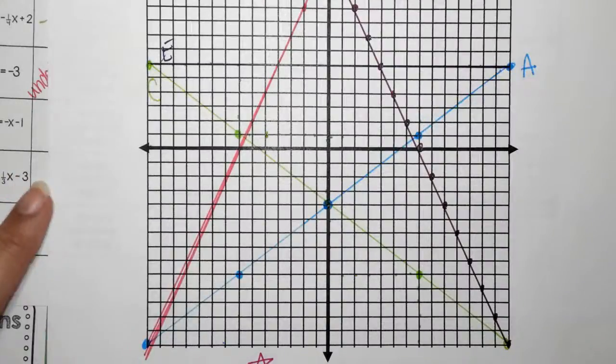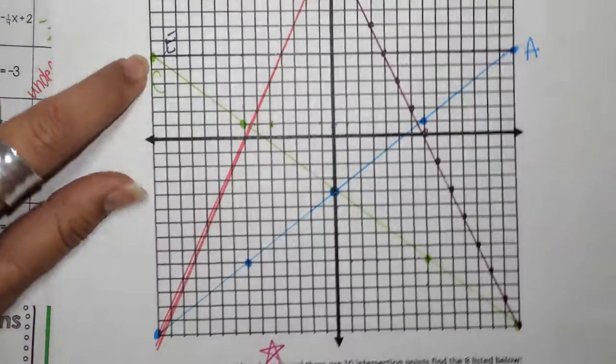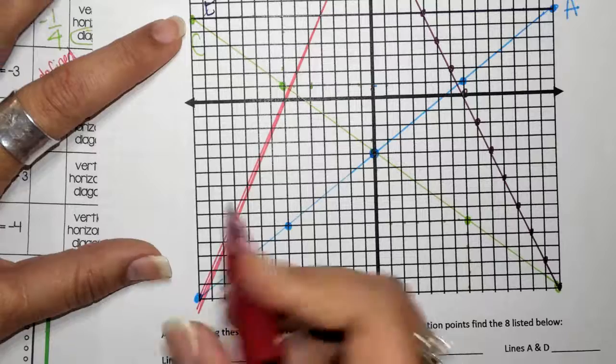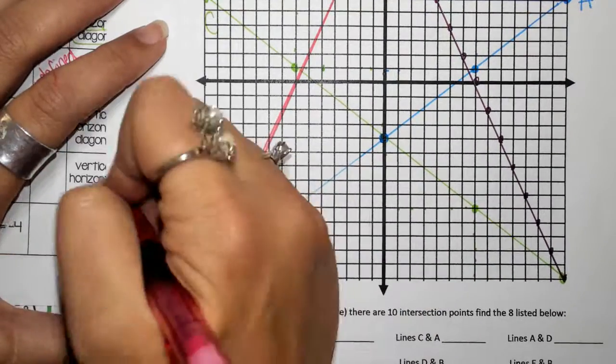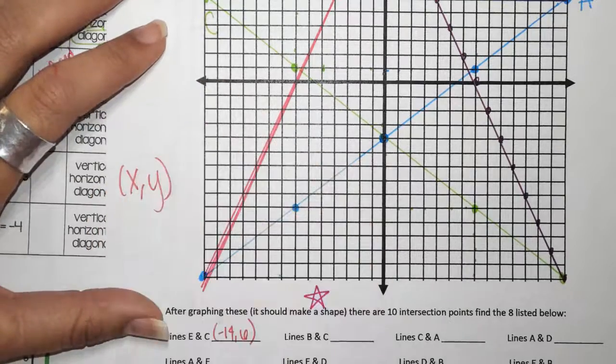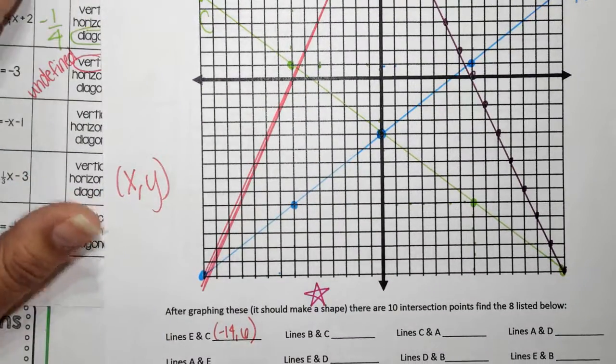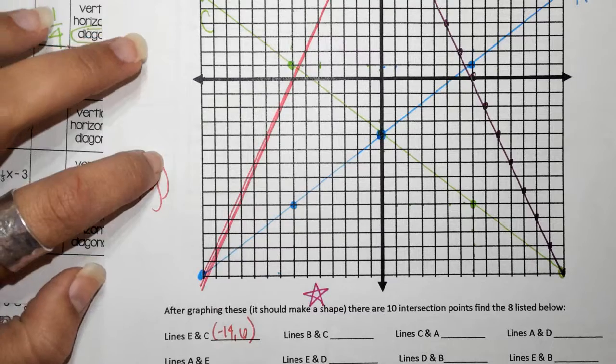Alright, so we have E and C, so we needed to see where those met. Did everybody write negative 14.6? Now, is it important that we write our X and then our Y? Yes, that's very important, so make sure you write it correctly.